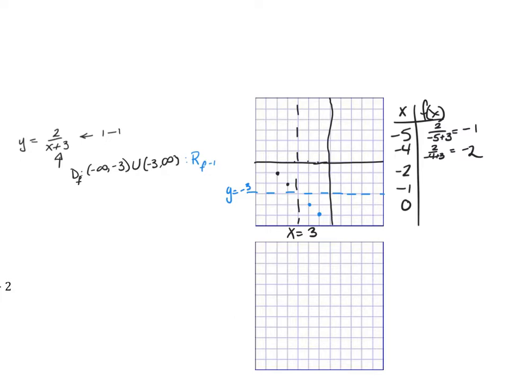Okay, so let's keep trying -2. So I put -2 in there. So I have 2 over -2 plus 3, which gives me 1. So on my original function, I have -2, 1. So here's -2, 1. That means on my inverse function, I have 1, -2. So that's where my inverse function is. I put in -1, so 2 over -1 plus 3. So what comes out is +1, so -1, 1.